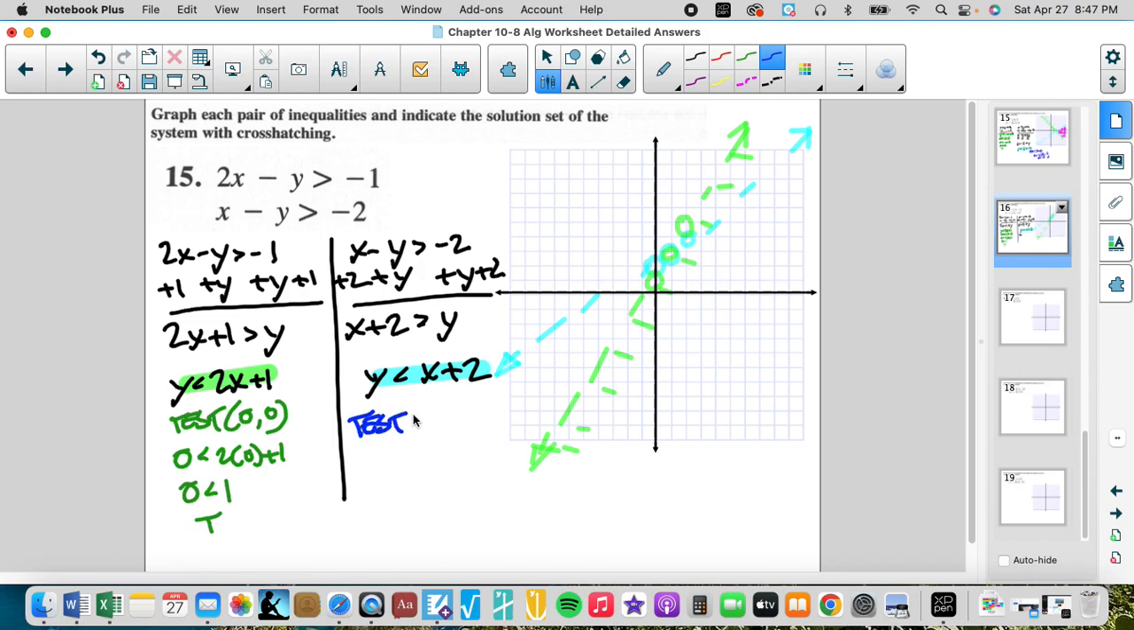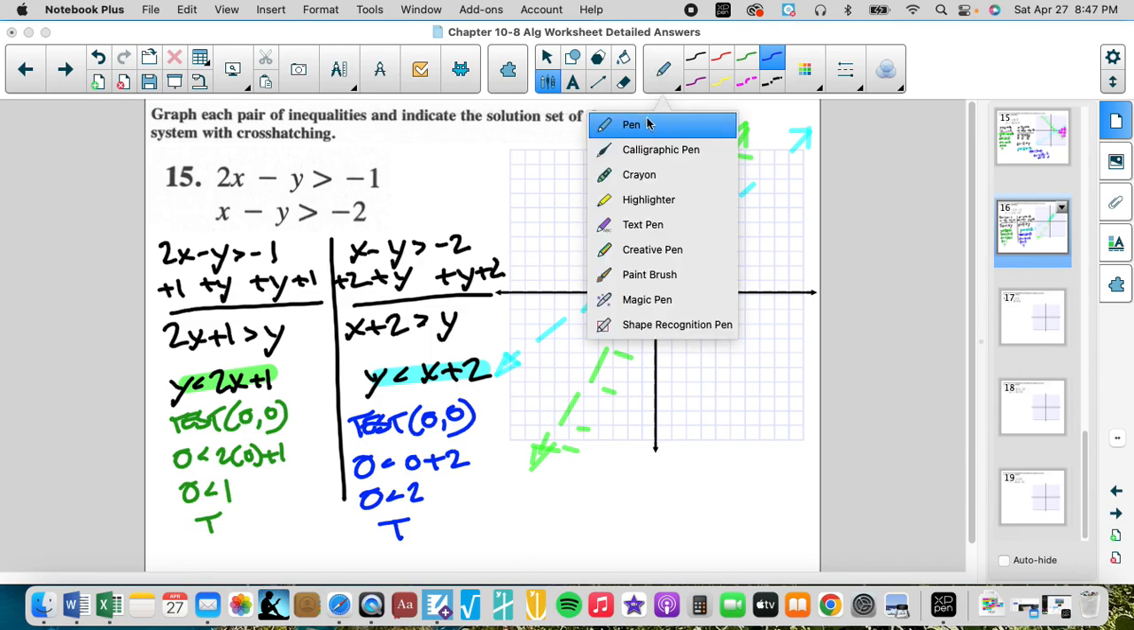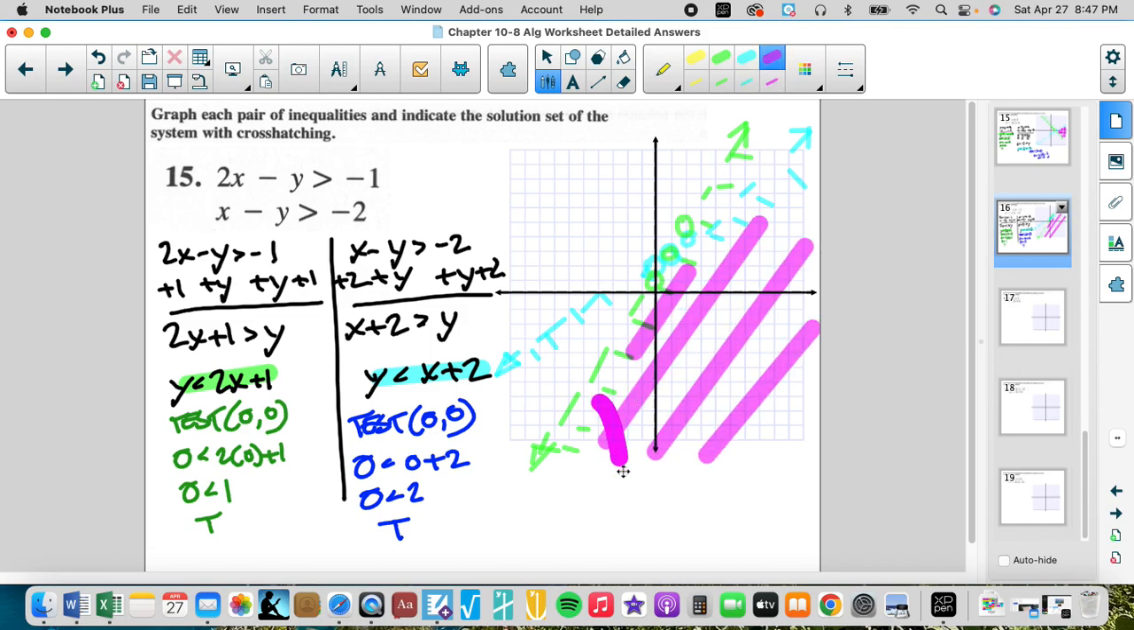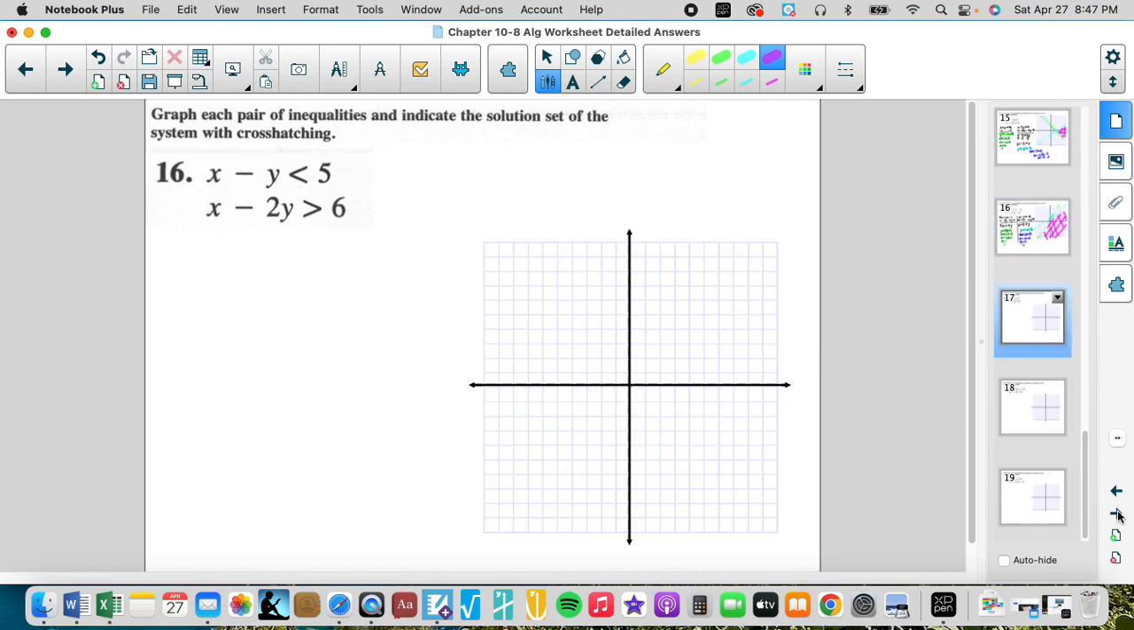Testing 0, 0: 0 less than 0 plus 2 is 0 less than 2. That's true, so we're going to shade that down towards 0. And the double intersection where the true is in this region. All right, standard form. Here's another way.